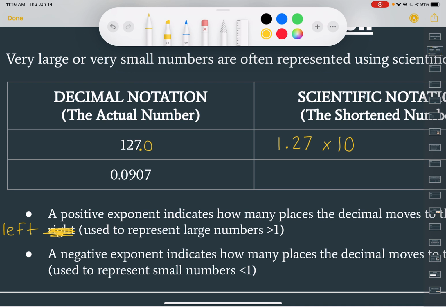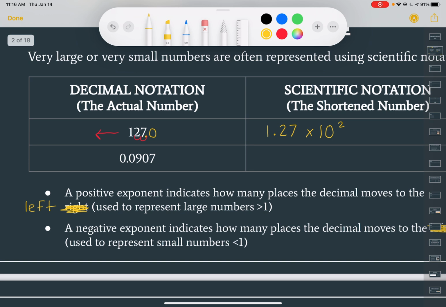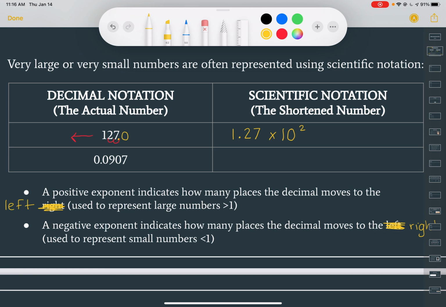Okay, so we start there and we want to move our decimal to where it is at 1.27, and we're going to count the spaces that it's moved. I always do this little visual way, 1, 2. So it's between the 1 and the 2 there, it's moved 2 spots to the left, okay? So we're going to write a 2 up here. Now, I'm just going to read the bottom here because that is going to help us figure out whether it's positive or negative. It says a positive exponent indicates how many places the decimal moves to the left. For us, we have moved to the left. So by moving it to the left, we have a positive number. So this is correct. If we're moving our decimal to the right, then we are going to make it a negative.